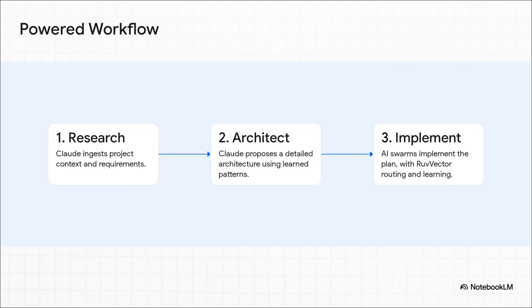So what does the project look like in this new world? Well, it kicks off with Claude basically doing the research. It sucks in all the project context and requirements. Then, using all the patterns it's learned over time, it actually proposes a full architecture for you. And for the implementation, it unleashes a swarm of AI agents to build it, while RuvVector acts as the traffic cop, routing tasks and making sure the system learns from any hiccups. It's this continuous cycle of learning baked into every single step.